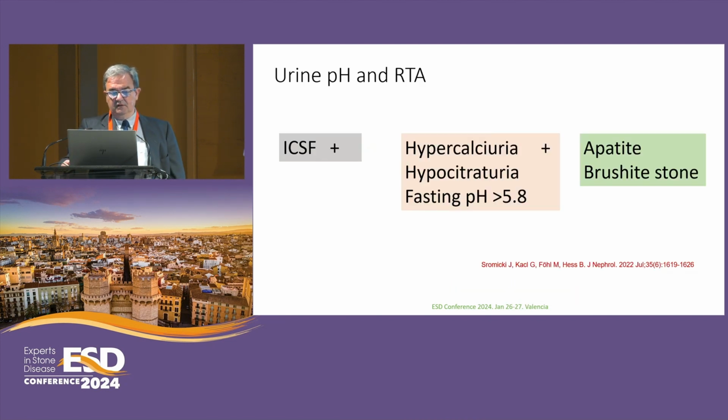So in an idiopathic calcium stone former with hypercalciuria, low urinary citrate, and fasting pH above 5.8, as well as if we find apatite or brushite stones, we should think about an incomplete distal renal tubular acidosis.